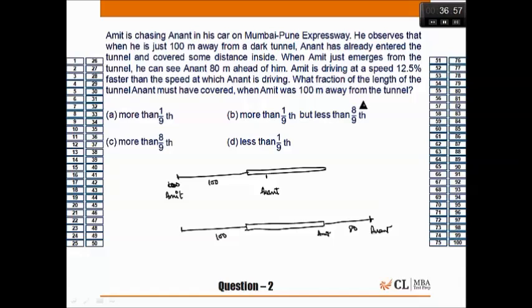So Amit is driving at a speed 12.5% faster. 12.5% is 1 by 8, so 9 by 8. So the speeds of Amit to Anand are in the ratio 9 is to 8. So the distances will also be in the ratio 9 is to 8.